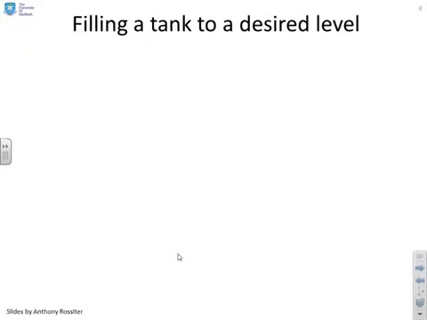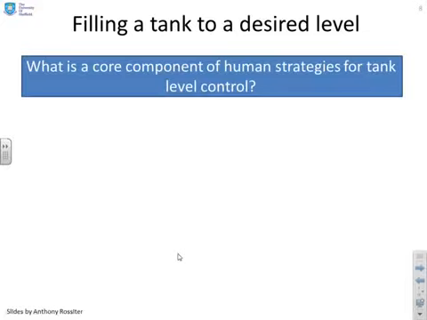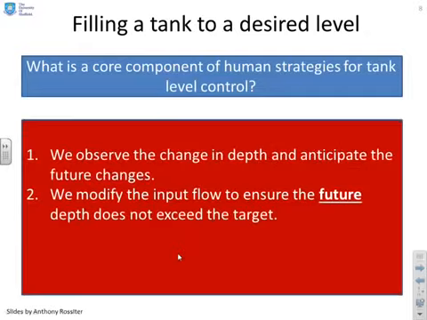What about filling a tank to a desired level? So what's a core component or human strategy if you want to fill a tank? And you might call that tank level control. And again, you'll see we've got the same sort of technique.